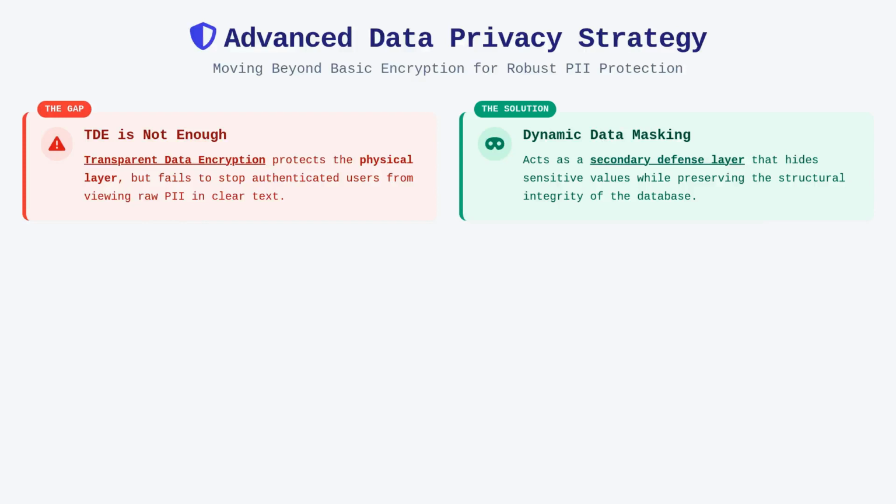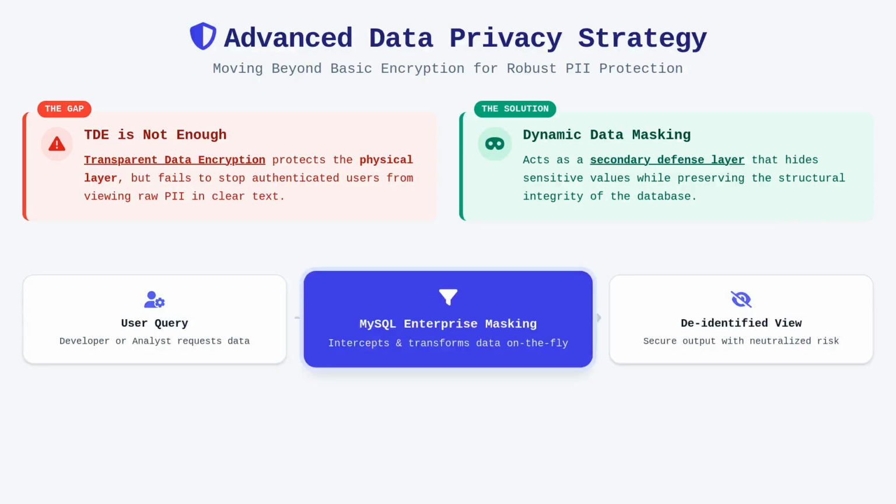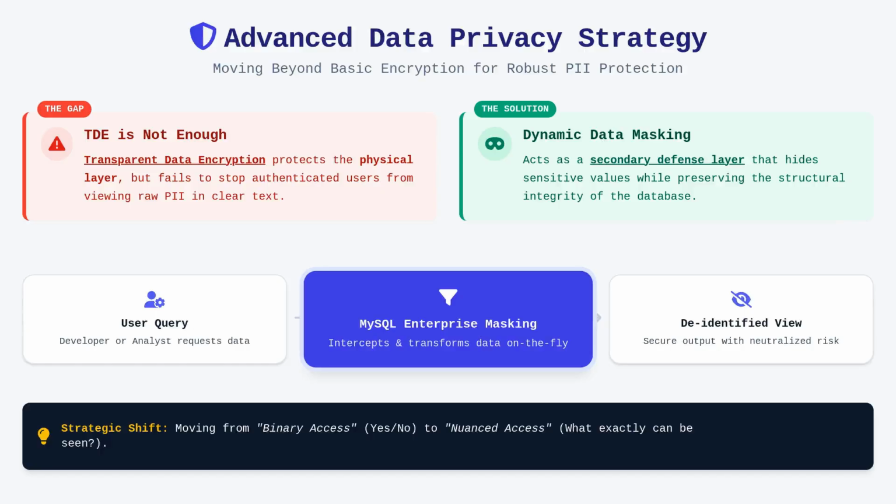Effectively implementing this requires a shift in how we think about access control, moving from a binary notion of having access to a data table to a more nuanced view of what exactly that access entails. By utilizing the MySQL Enterprise Data Masking and De-identification component, we can intercept queries and transform data on the fly before it reaches the end user. This allows developers and analysts to perform their tasks without ever coming into contact with authentic, sensitive identifiers, effectively neutralizing the risk of data leakage caused by insiders or compromised application accounts.